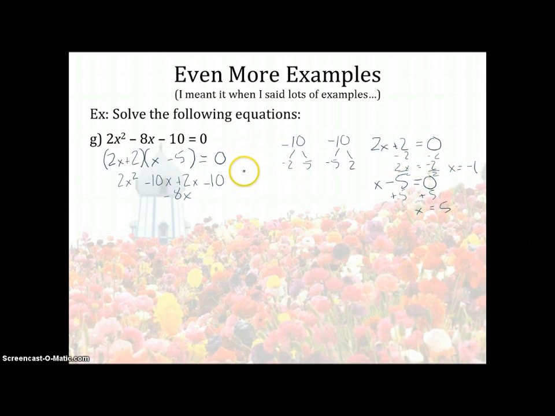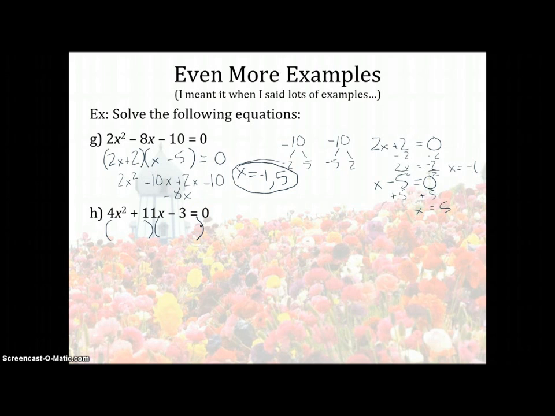So for our answer for this problem, we actually want x is equal to -1, also, comma, 5. So here's what a solution should look like for this type of problem. We can have multiple answers for our x. Moving on to the next one, again, we want to factor it.